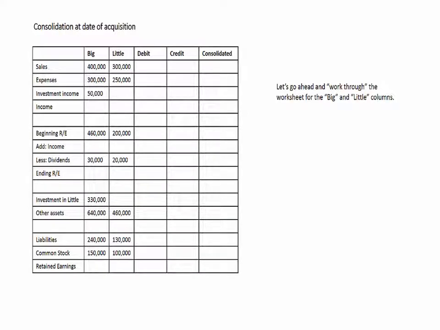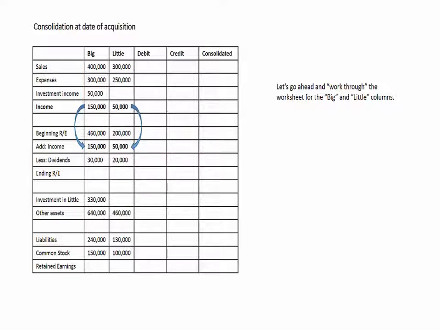Now, let's work through the worksheet for the Big and Little columns. I think we're going to work our way down from top to bottom. So first we run through the income statement. For Big Company, we have $400,000 in sales, less $300,000 in expenses, plus $50,000 of investment income for income of $150,000. Likewise for Little, sales of $300,000, less expenses of $250,000, equaling income of $50,000.